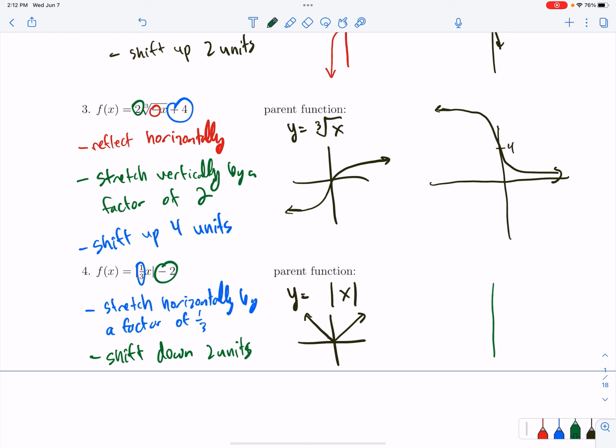Okay, so this new graph is going to be stretched out a little bit wider. Oops, and I want to shift that down 2 units. So it's going to be like this. Okay, a wider V shifted down.